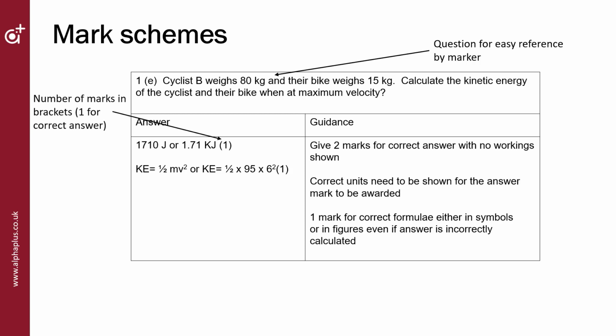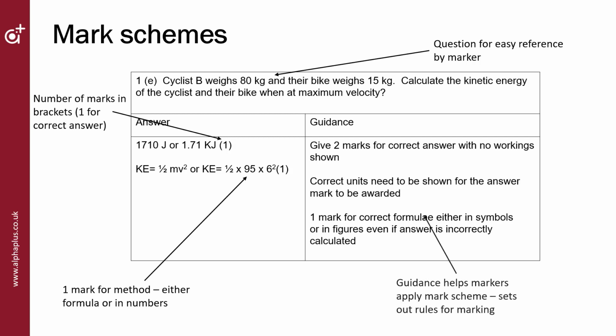The number of marks for each part is made clear in the mark scheme, and the marker just needs to match the student's answer to the mark scheme. The number of marks are shown in brackets. When matching the answers, alternative correct answers should be shown. For example, the formula could be shown in symbols or in numerals. Also, different units should be considered as well.